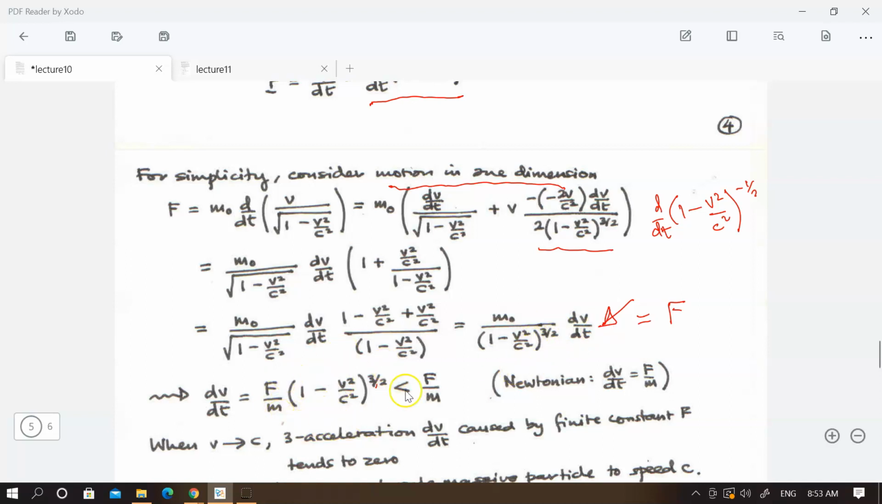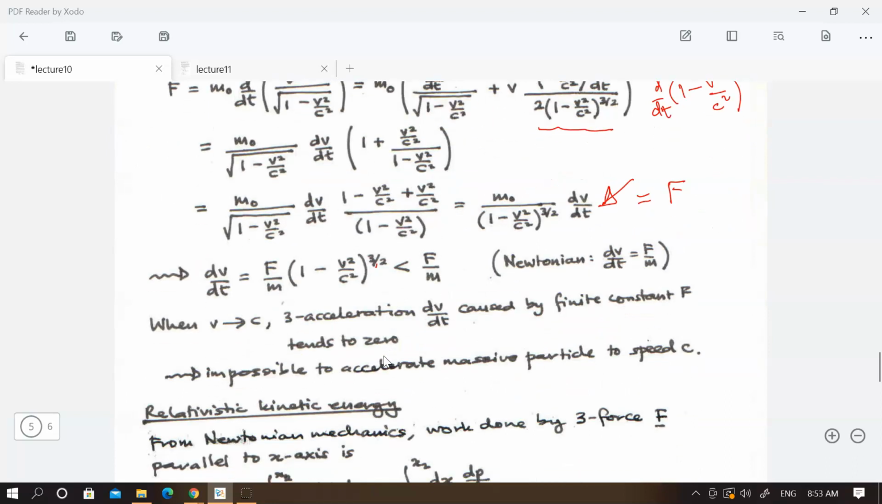And this term is going to be less than 1, because your v is always less than c, in the case of non-zero mass. So this is less than 1. So the whole thing must be less than F over m.